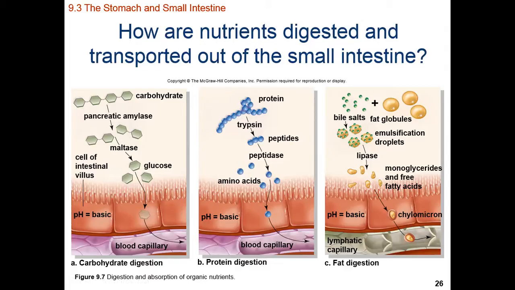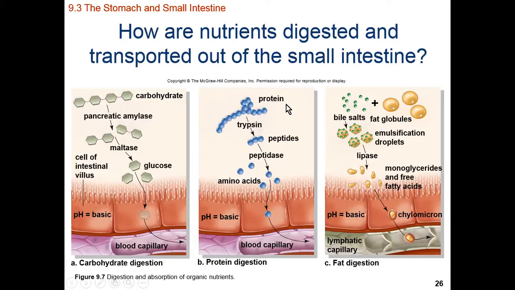Within our small intestine, the kinds of enzymes that break apart carbohydrates, generally speaking, are going to be amylases or maltases. And these pancreatic amylases will take the complex carbs and break them into simple carbs. And then once we have those simple subunits, they can be absorbed into the bloodstream.